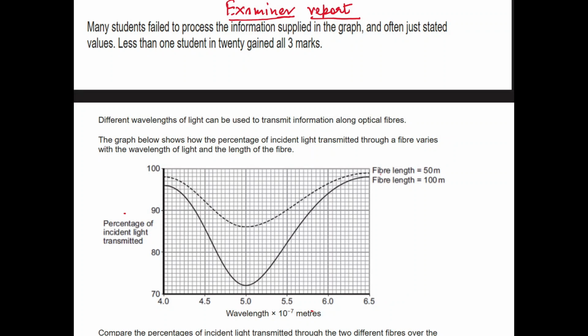95% of students lost marks on this compare question, and the examiner report says many students failed to process the information supplied in the graph and often just stated the values. Less than 1 in 20 gained all 3 marks. So let's talk about this question briefly.